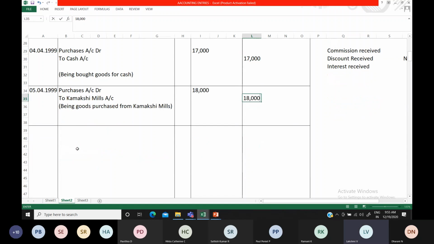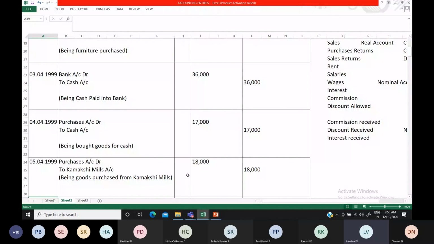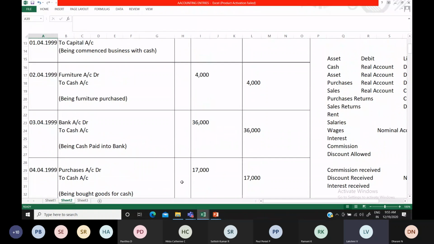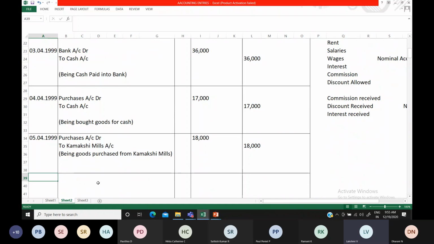Okay. Any doubts you have so far in understanding this? All these entries, whatever we discussed now, any doubts you have?